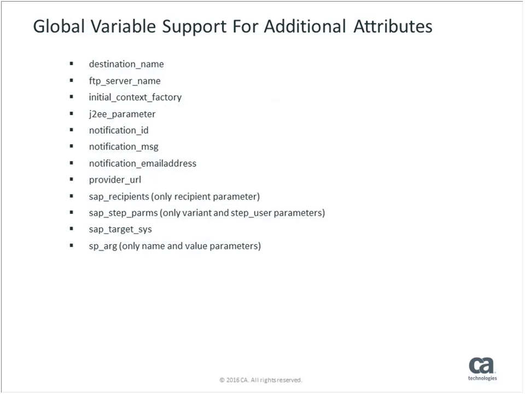This global variable support for additional attributes. There has been a request for quite some time to enhance the purview of the global variables for the attributes. So in this particular release, we have chosen the following attributes for the global variable support. We have destination name, then FTP server name, and initial context factory, which is from the JMS publish and subscribe job type. Likewise, we have SAP recipients, notification email address, notification message. So this is a list of attributes that we have provided the support for global variables.